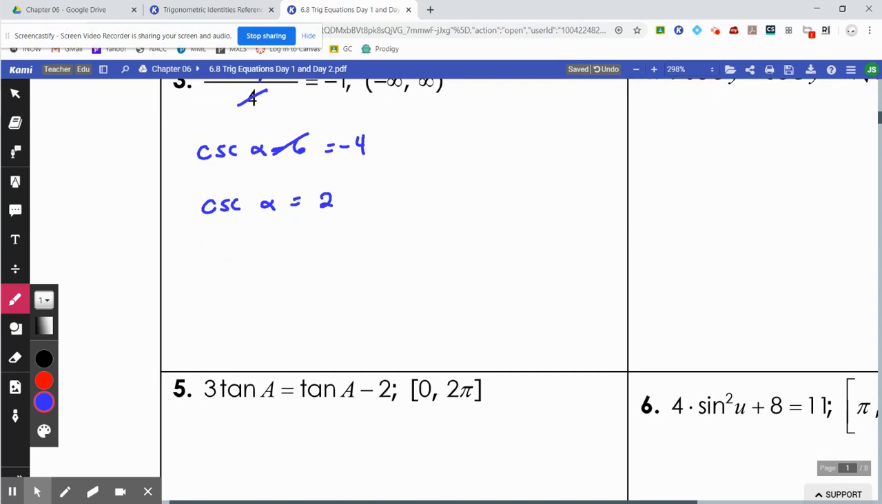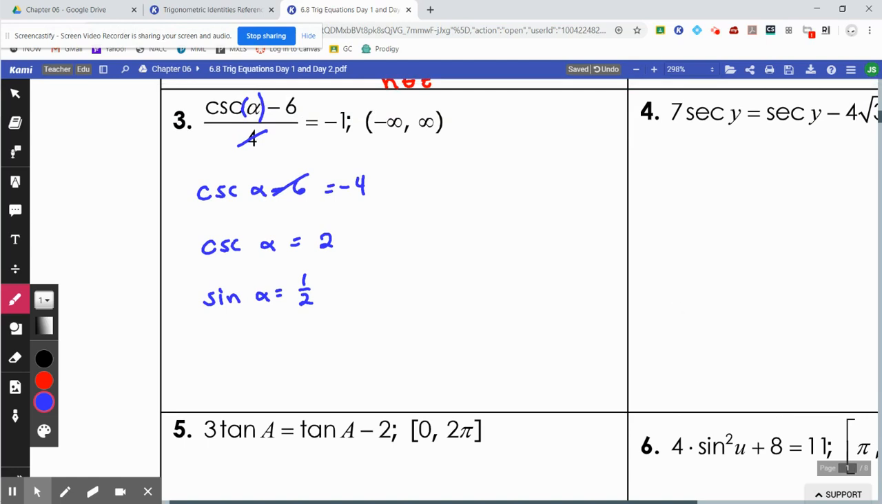Now, I'm not comfortable with cosecant, so what do we do? Use your reciprocal identities. If the cosecant is 2, then that means the sine, which is the reciprocal, would be 1/2. So let's turn it into a sine, cosine, or a tangent, and let's solve it. Okay, draw your quadrants. We're looking for where sine is positive. Sine is positive in the first and the second quadrants. So we're going to have an answer here, and we're going to have an answer here.